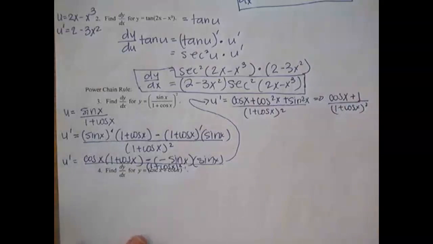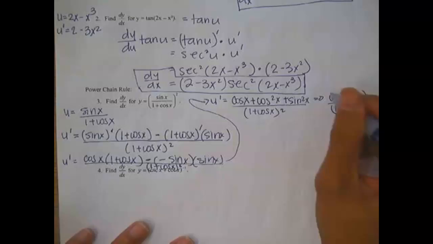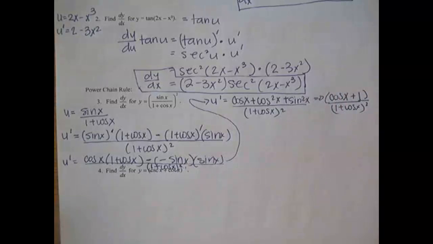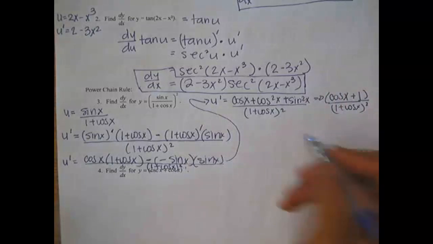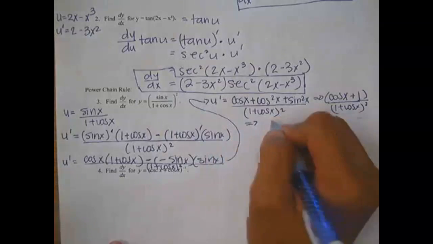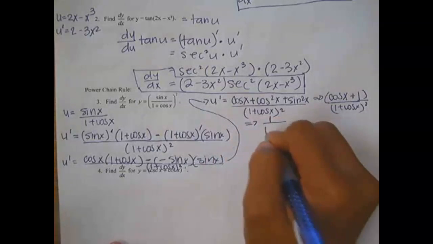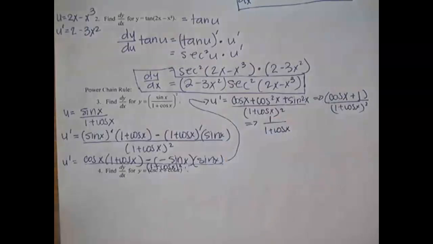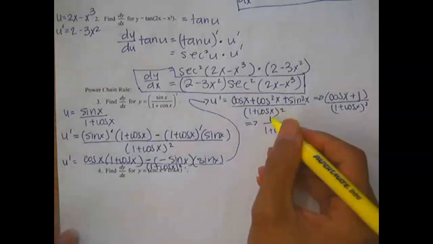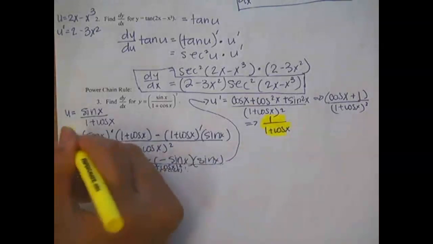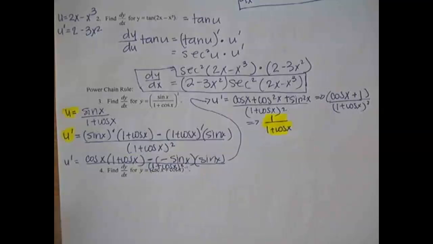Okay. Then look. There's 1 plus cosine of x on the top and 1 plus cosine of x on the bottom. I can cancel some more. Oh my gosh. Okay. So this is going to be 1 over 1 plus cosine of x. This is so exciting. Okay. So this is just u prime. So let me remind you. We haven't really done the derivative of y yet. This is just the inner component. Okay.